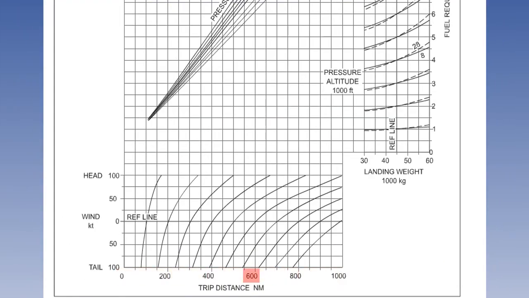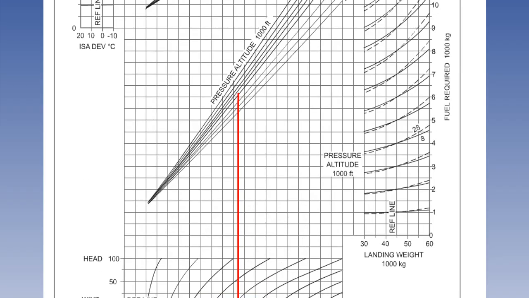Enter with the trip distance in nautical ground miles. Go vertically to the reference line, and then parallel the trade lines up and right, or down and left, to intercept the wind component. From the intersection, go vertically to the pressure altitude line, and then horizontally to the reference line. From there, follow the trade lines up and right, or down and left, to intercept the estimated landing weight. And then horizontally to read off the fuel required.